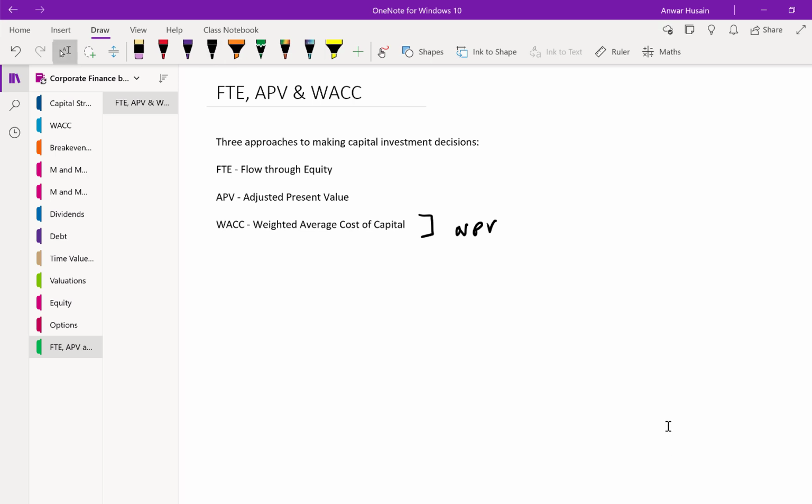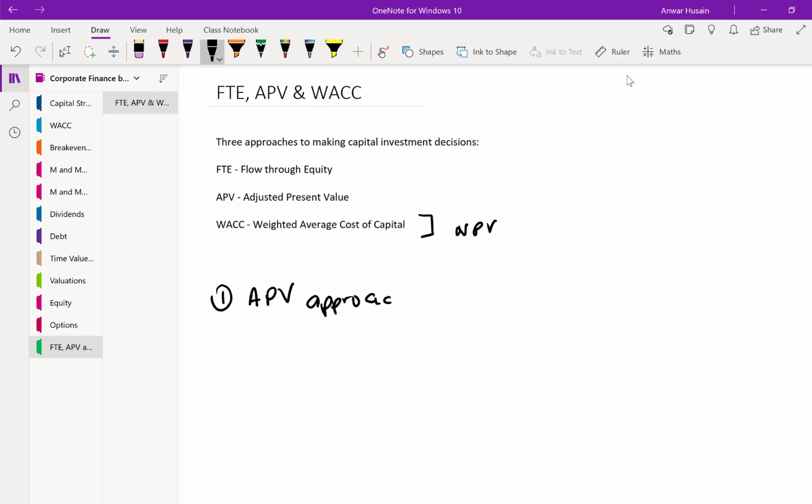I'll go over the formulas first, and then we'll do one example, and that helps to illustrate the way things are. So first of all, let's do the formula for flow through. Actually, let's start with the adjusted present value, the APV approach.